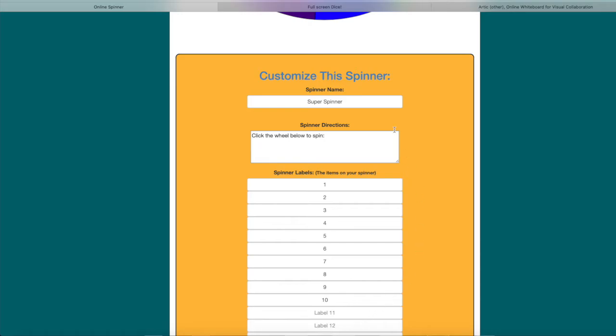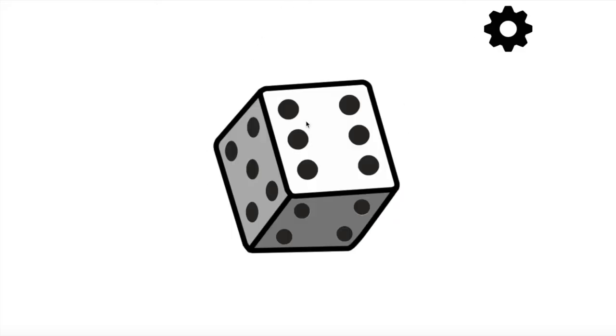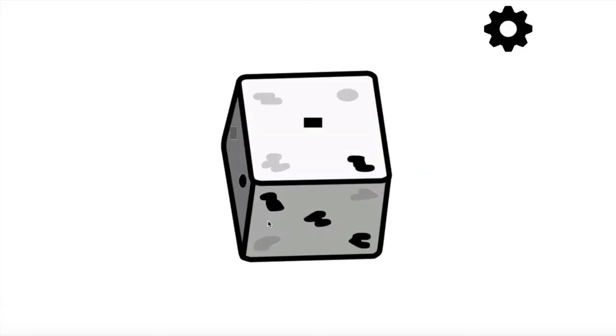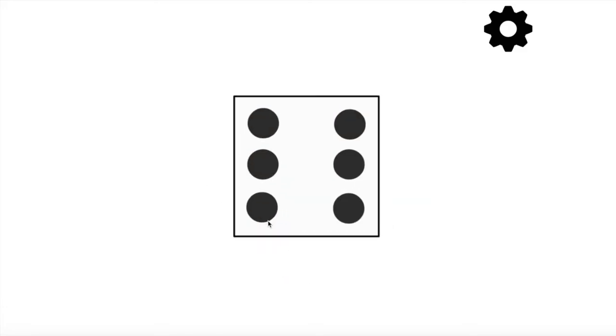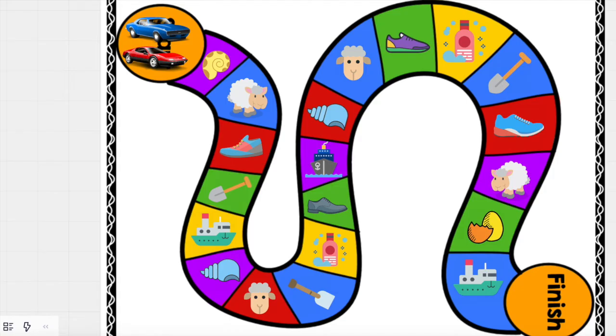You can also do a search for a free online dice roller. This example is from the site online-stopwatch.com, but there are various ones out there that you can choose from. And so here I can let the student take turns to spin the wheel or roll the dice and see how many spaces they get to move.